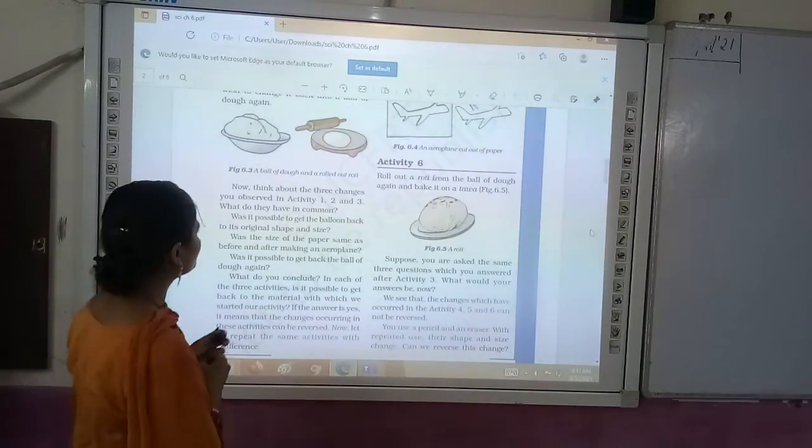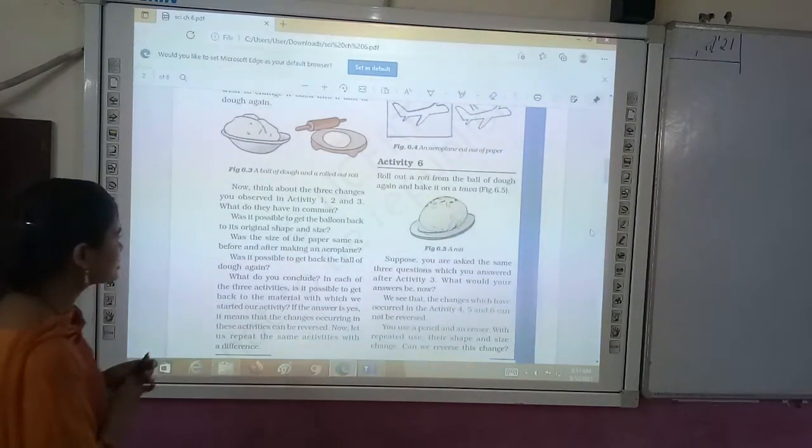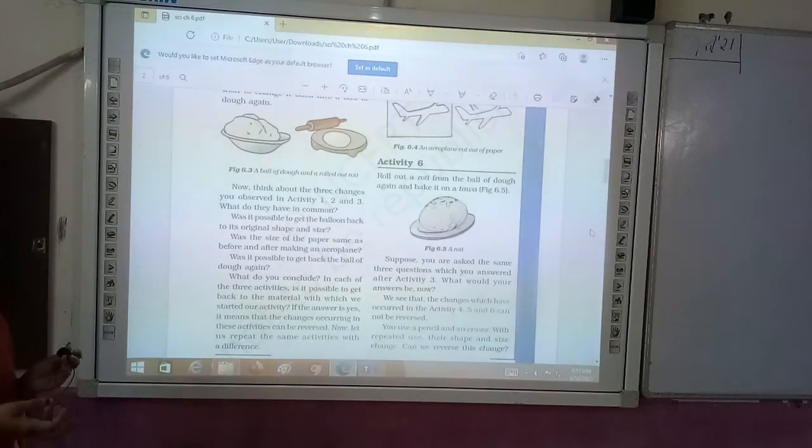Was it possible to get the balloon back to its original shape and size? अब आपने उसमें एयर फिल किया था, बलून क्या हो गया, बड़ी साइज का हो गया. फिर अगर इसमें एयर निकल गई, so it regains its shape. उसका जो शेप पहले था वही हो गया.